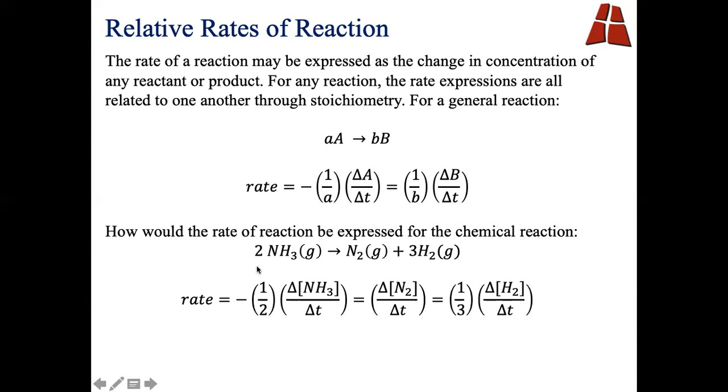So our rate would be equal to -1/2 change in our concentration of NH3 over our change in time, which would also be equal to the change in N2 over the change in time, which would also be equal to 1/3 of the change in H2 over time. Okay, so that's how we would apply our stoichiometric coefficients to determining our rates of reaction.